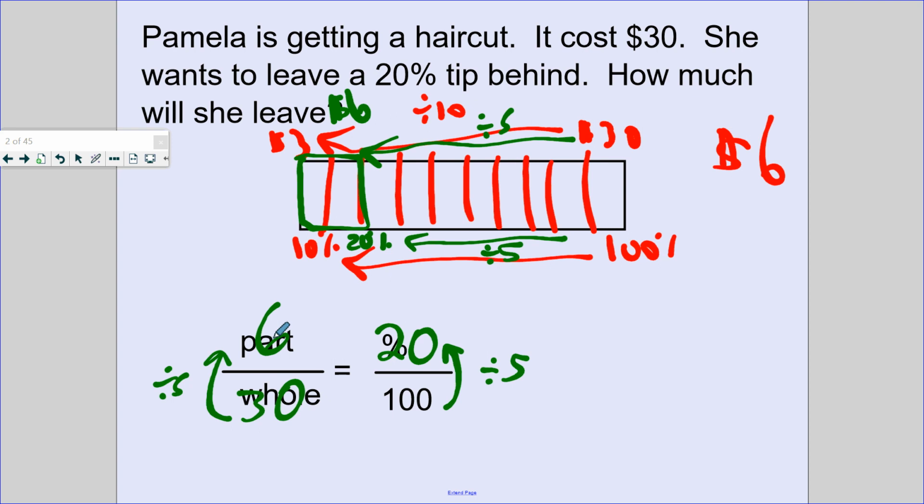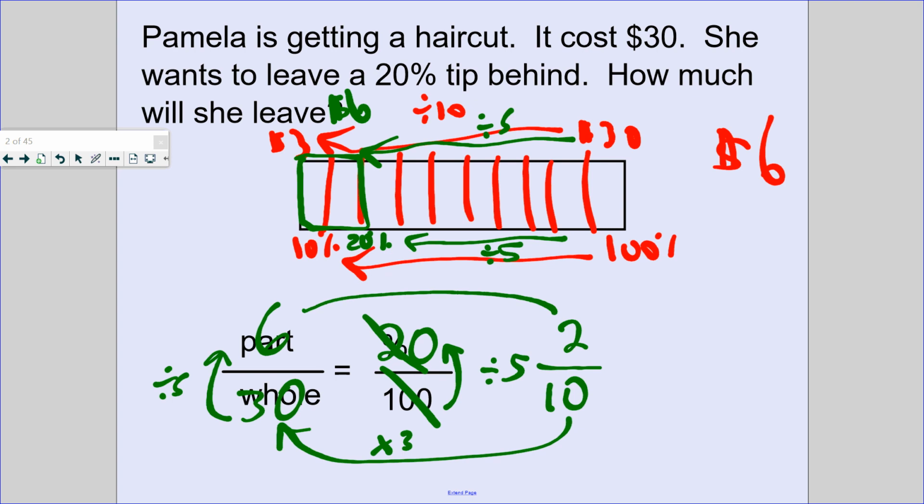Another way you could have done it is you could have simplified 20 and 100. Divide both of them by 10, that'd be 2 over 10. What's the relationship between 10 to 30? Times 3, and 2 times 3 is 6. Many ways. As you can see, there's like 4 or 5 ways to solve this. Another way is for every dollar, she leaves 20 cents behind. So for every dollar, she leaves 20%, or 20 out of every 100 cents. So how do you build a dollar to $30? Times 30. 20 times 30 would be $6.